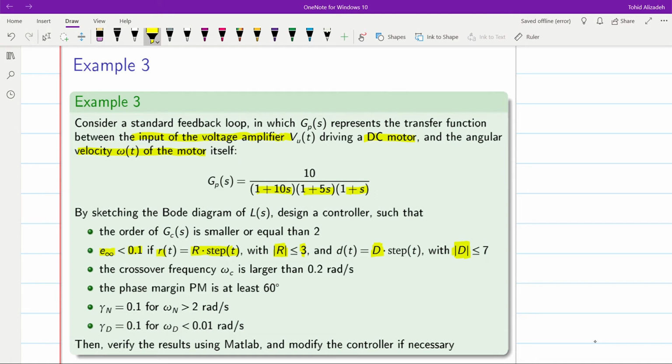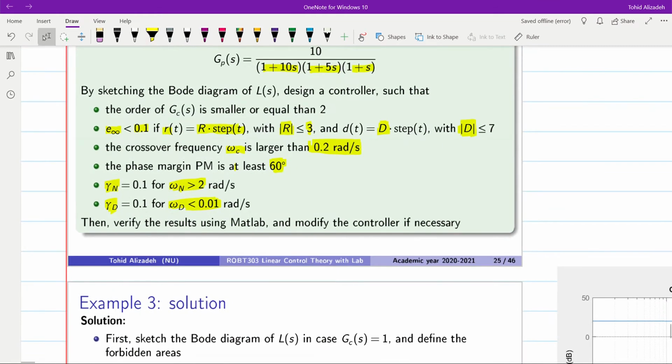We need to have the crossover frequency omega c being bigger than 0.2 radian per second, so it should not be smaller than that. The phase margin needs to be at least 60 degrees. And for the noise and disturbance rejection, we have these requirements. Gamma n and gamma d are equal to 0.1 for omega n bigger than 2 and omega d smaller than 0.01 radian per second. And then we'll check at the end whether all these requirements are satisfied or not.